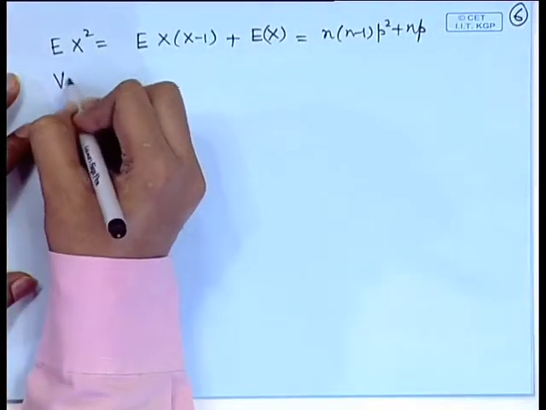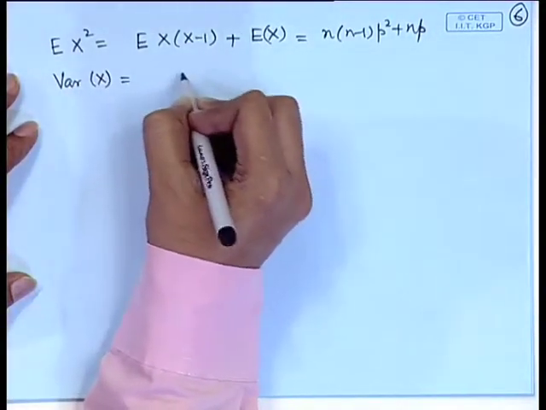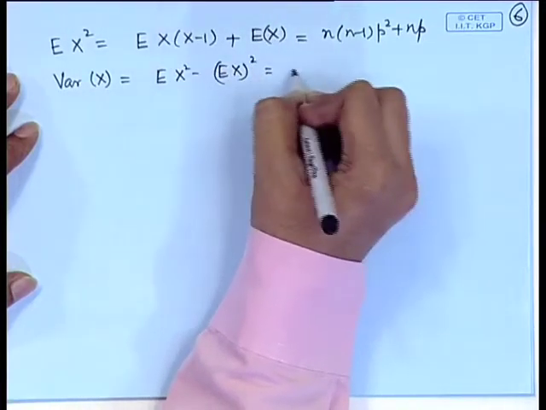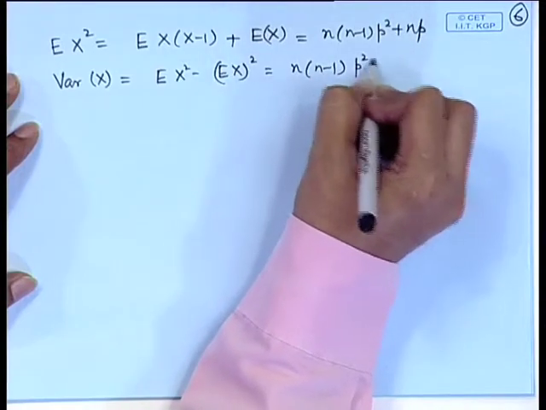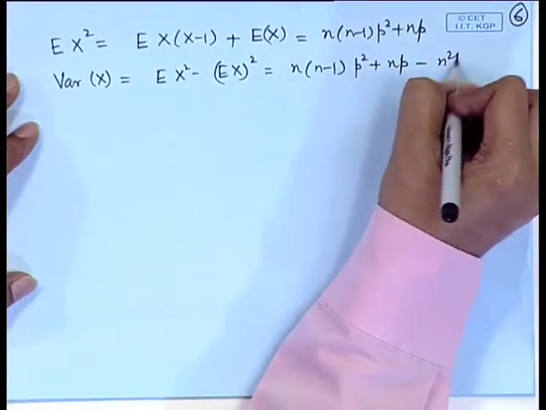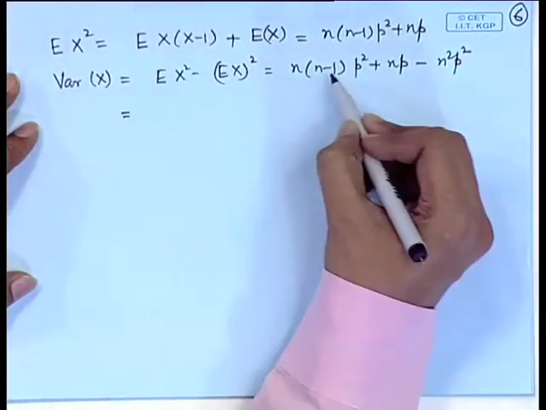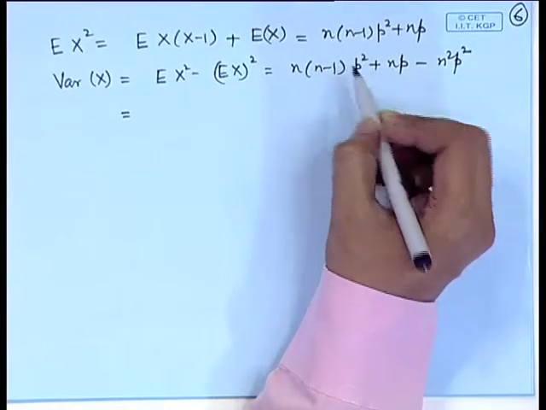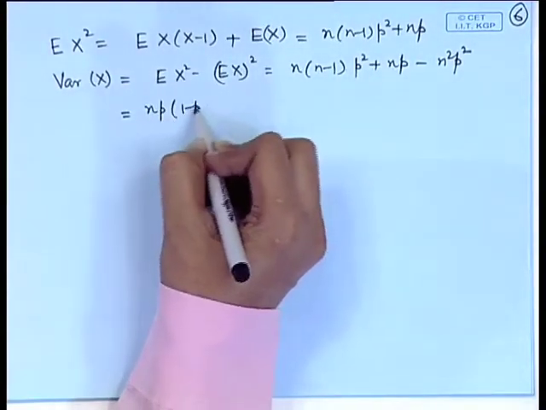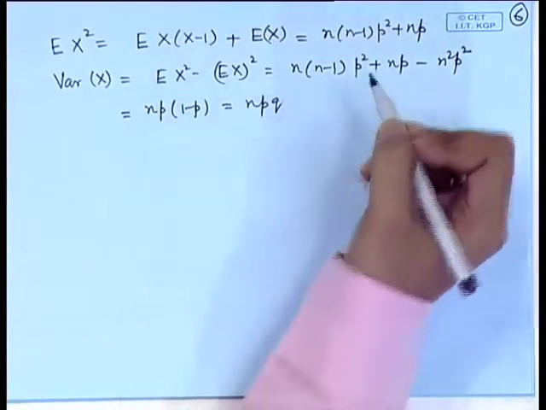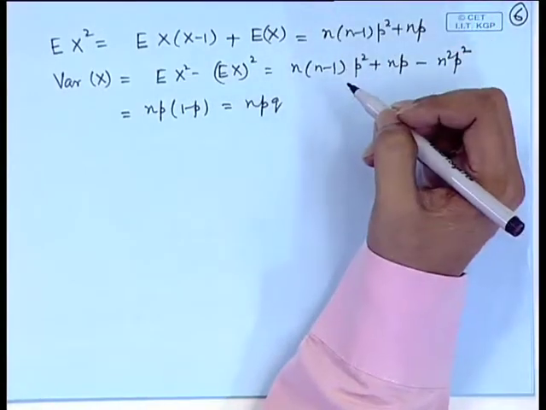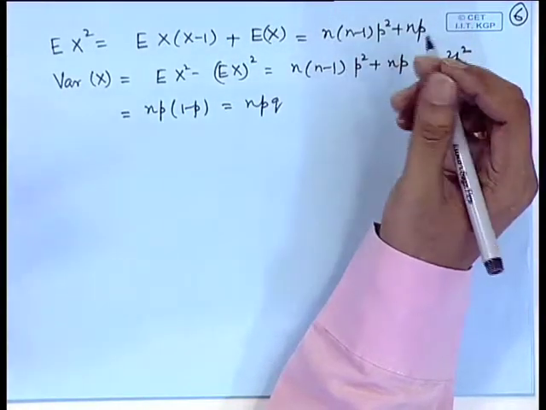Now, that helps us to calculate variance of x, that is equal to expectation of x square minus expectation of x whole square, that is equal to n into n minus 1 p square plus n p minus n square p square. Here you can observe that the term n square p square cancels out, we are left with n p minus n p square, which is n p into 1 minus p, or n p q. Obviously, if p is a number between 0 and 1, then n p q is going to be less than n p. So, in the binomial distribution in particular, the variance is less than the mean.